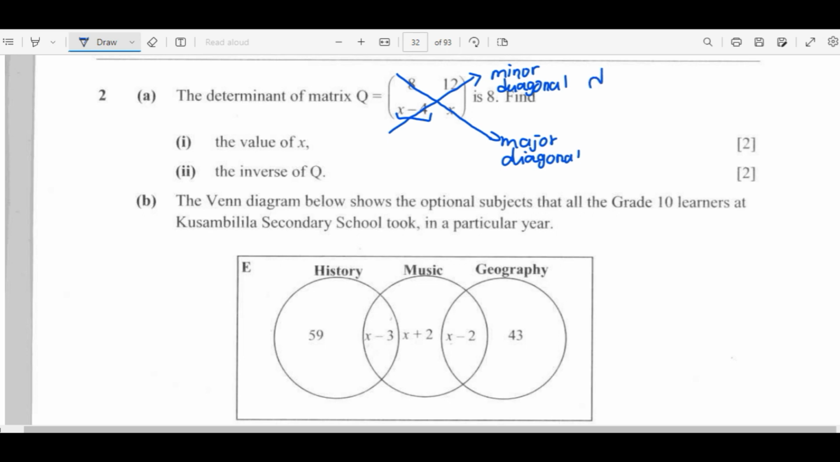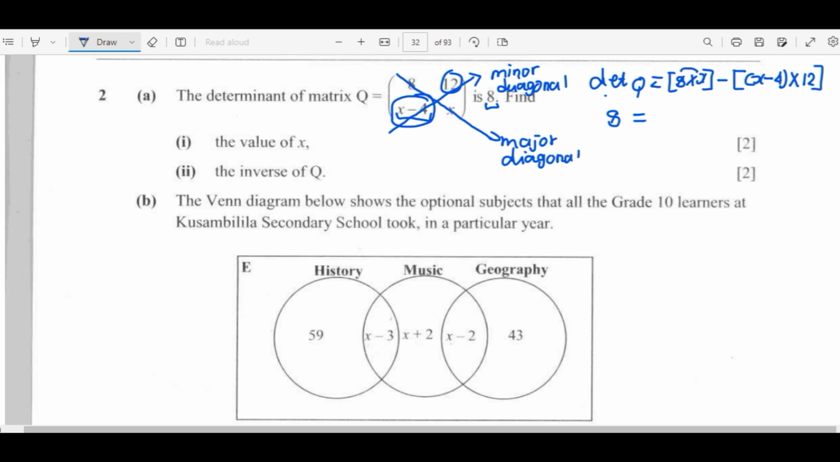Right, so to find the determinant, the formula is the determinant of matrix Q. We are going to find the product of the elements from the major diagonal, which is we multiply 8 by x. So 8 multiplied by x, minus, always you subtract. Then this element here is x minus 4, it's one number, multiplied by this one, 12. Where there is determinant, we put the given number, which is 8.